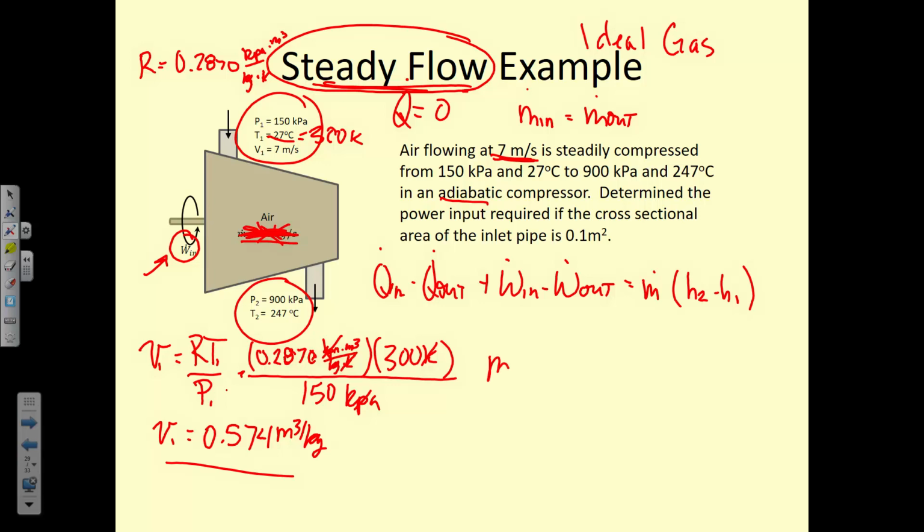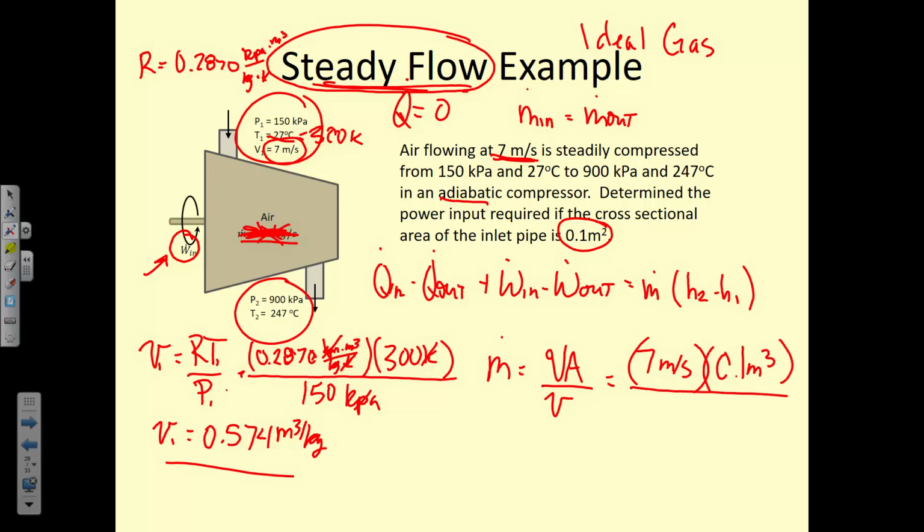Okay, so m dot is equal to the velocity times the area divided by the specific volume. We're given the velocity, we're given the area. We don't even have to convert units. So we have 7 meters per second multiplied by 0.1 meters squared divided by our specific volume, which is 0.574 meters cubed per kilogram. So we find m dot is equal to 1.22 kilograms per second.